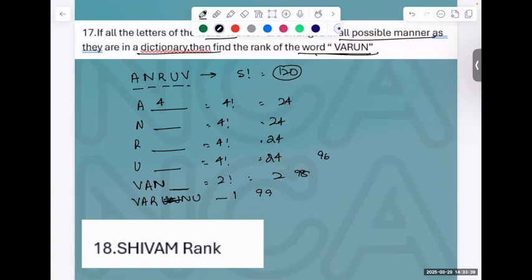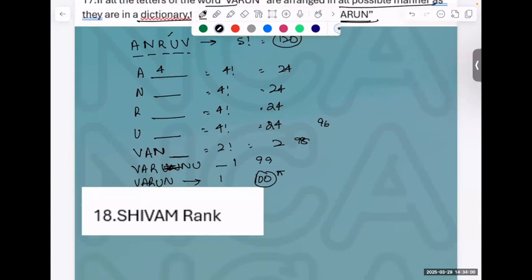VAR आ जाएगा. N के बाद क्या आता है, R. Yes or no? VAN के बाद क्या आता है, R. And we have R के बाद क्या आएगा, NU पहले आएगा, फिर आएगा VARUN. Another rank. What's the rank? 100. 99 is wrong because जो फर्स्ट आता है उसका भी तो रैंक फर्स्ट ही होता है, उसका 0 थोड़ी होता है. हाँ हाँ, 99 100 था यार.